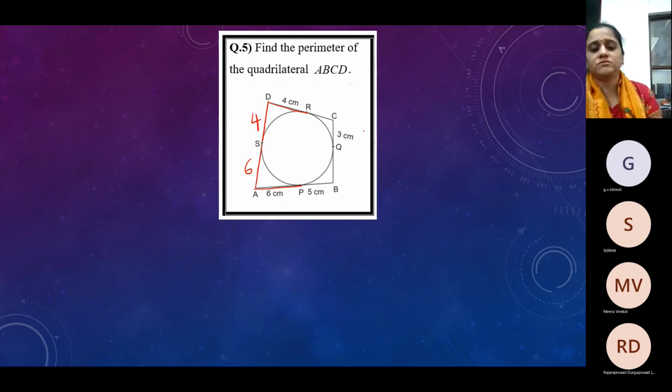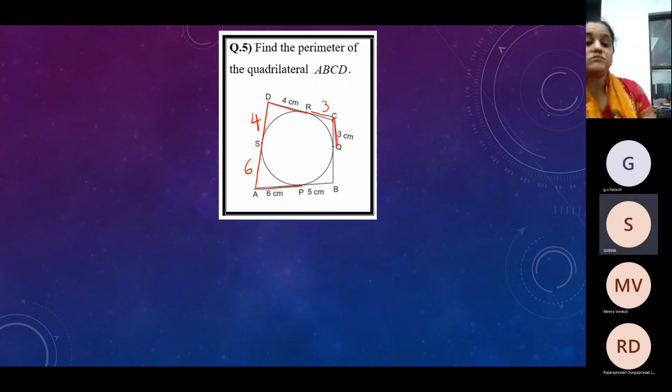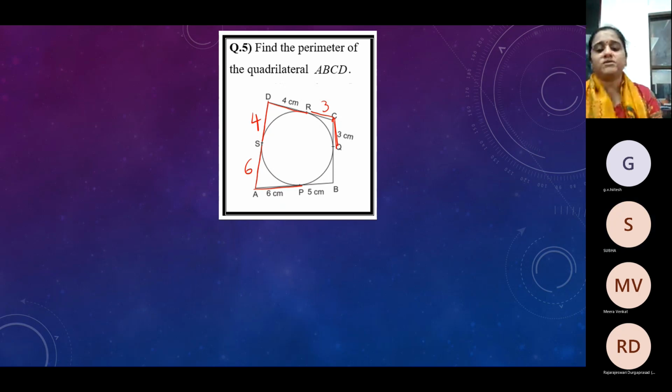Next. CQ is equal to CR. Which is the external point there? C is the external point. And name the tangents. CR and CQ. Name the points of contact. Points of contact R and Q. Very good. Next. PB is equal to BQ.